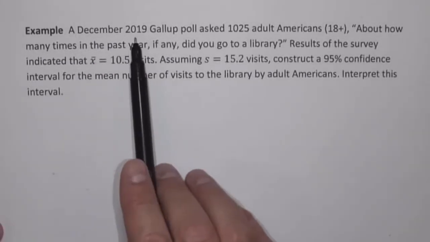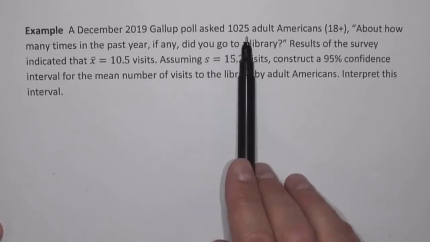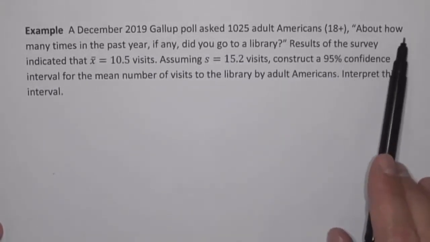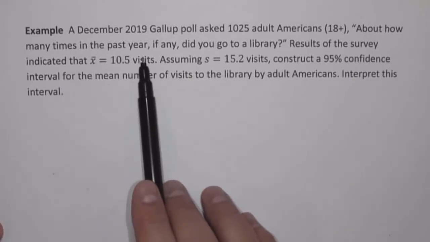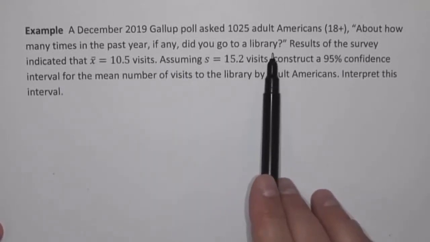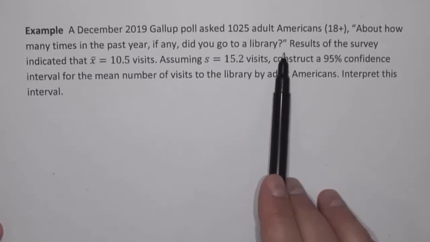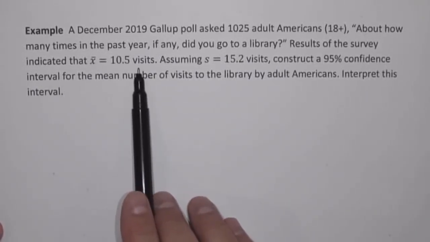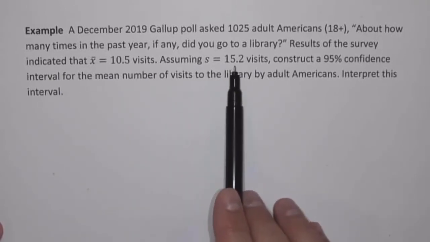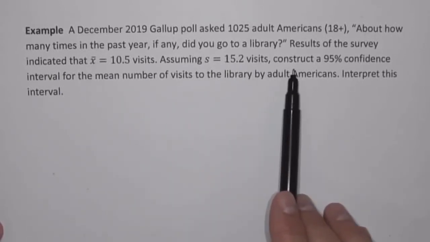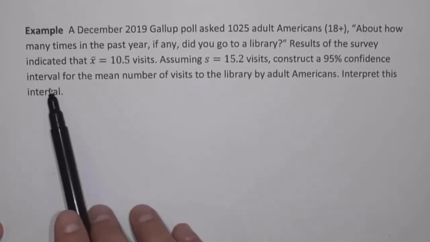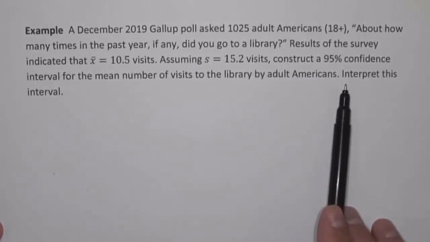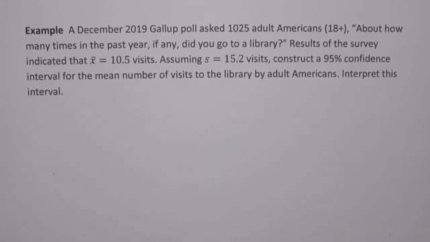A December 2019 Gallup poll asked 1,025 adult Americans, which means 18 or older, "about how many times in the past year, if any, did you go to a library?" Results of the survey indicated that x̄ equaled 10.5 visits. Assuming s equals 15.2 visits, construct a 95% confidence interval for the mean number of visits to the library by adult Americans. Interpret this interval.